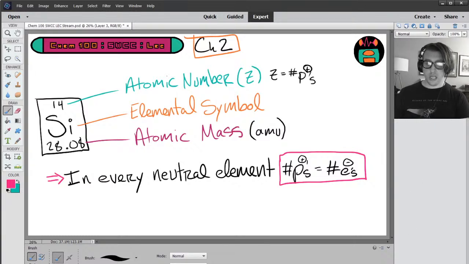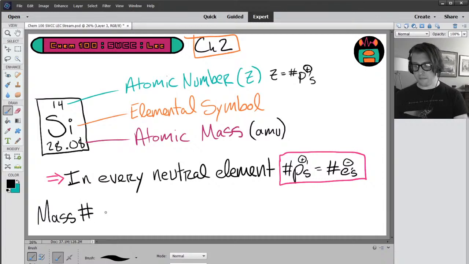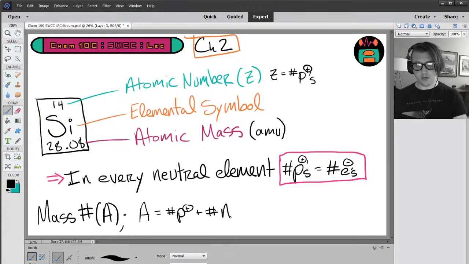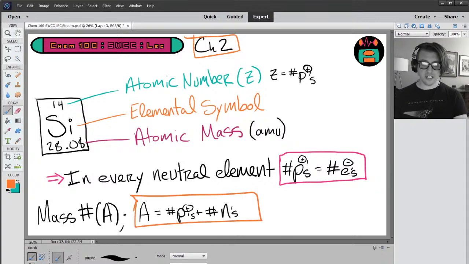All right, now, if you're still wondering about neutrons, the information on neutrons is not contained on the periodic table. To determine how many neutrons are present in the nucleus of an atom, you need to look up something called the mass number. And the mass number is represented with the symbol A. So A, the mass number, is equal to the sum of the number of protons plus the number of neutrons. And this information is not contained on the periodic table. You have to find that elsewhere or be given it.